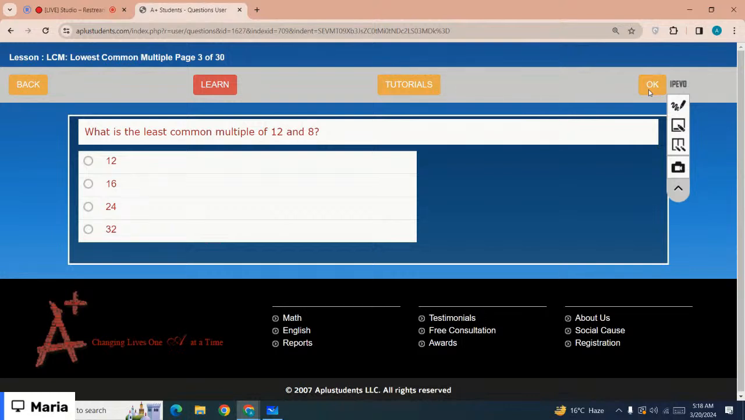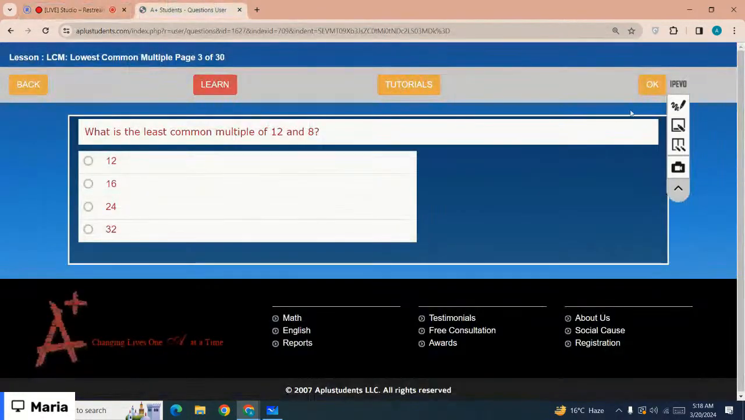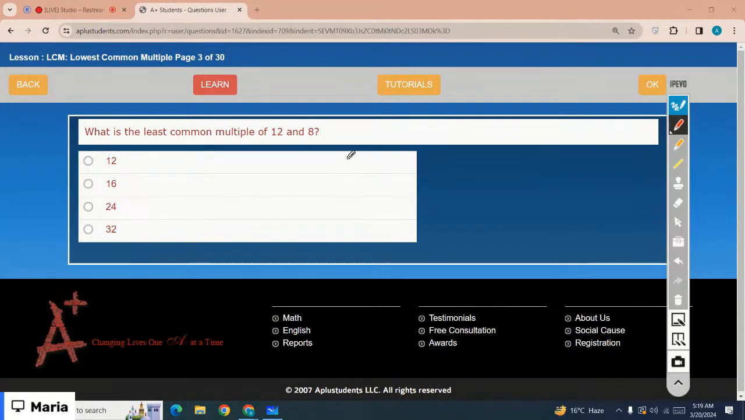Okay, the next one is what is the least common multiple of 12 and 8? You have to find the least common multiple of 12 and 8, right? So the factors of 12 are 2 times 2 times 3, and the factors of 8 are 2 times 2 times 2.